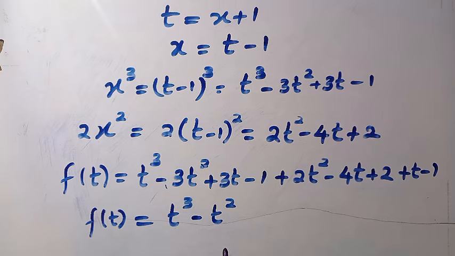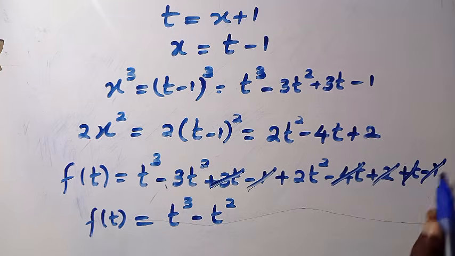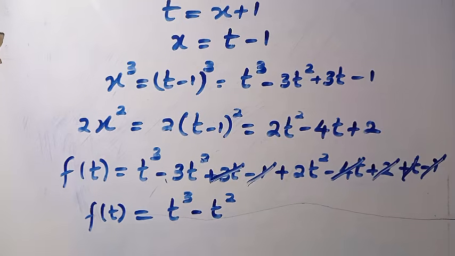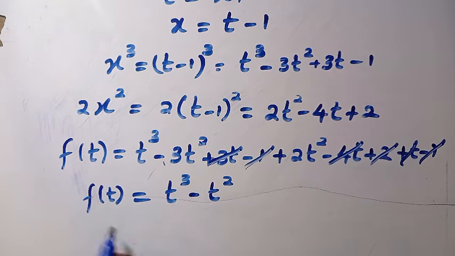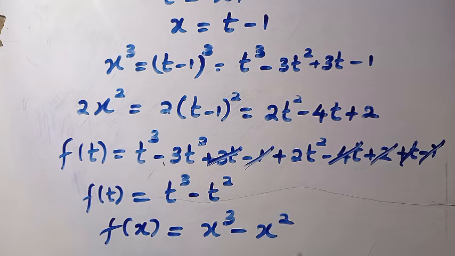And again, we have plus 3t minus 4t plus t cancelled, minus 1 plus 2 minus 1 cancelled. So we only have t cubed minus t squared. And by changing this one to x, we have f of x equals x cubed minus x squared.